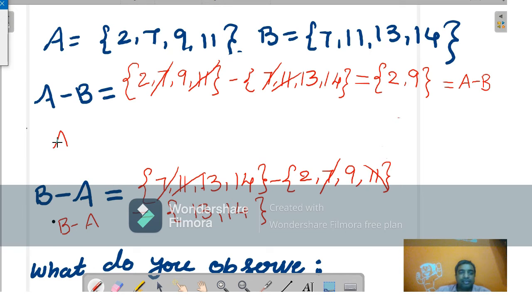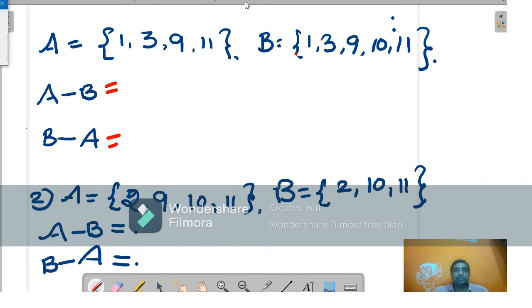Then what about A minus B? A minus B we got 2, 9. Now B minus A is 13, 14. If you observe A minus B and B minus A, the elements are not the same. Maybe the number of elements is the same, but not every time. But see, 2, 9 and 13, 14 are different elements. Hence we can say A minus B is not equal to B minus A. Right. Let us do one more example.